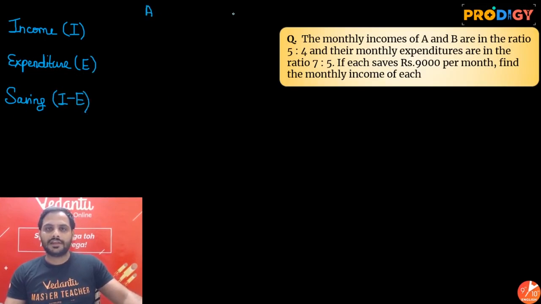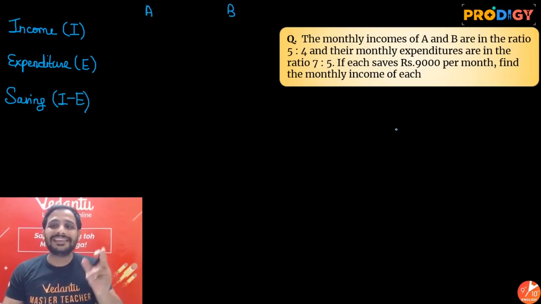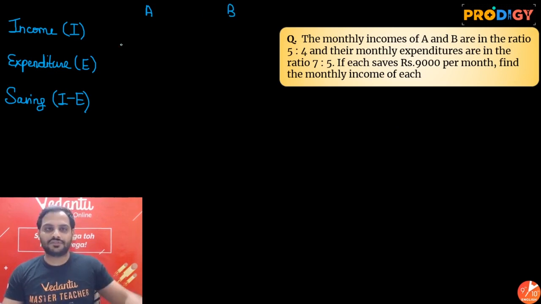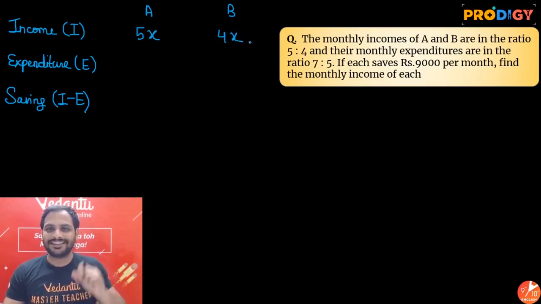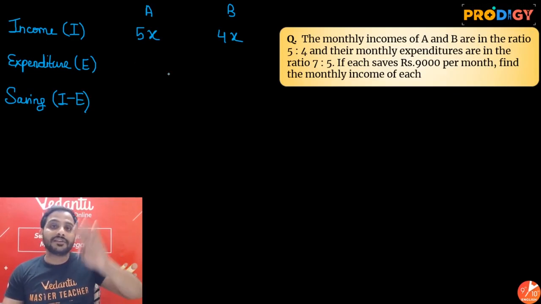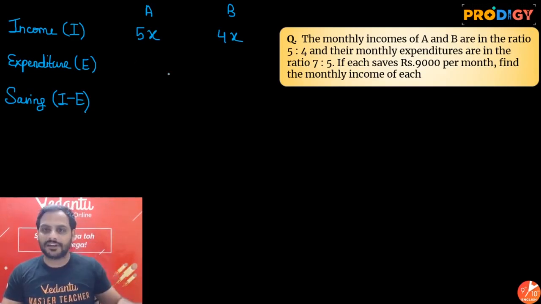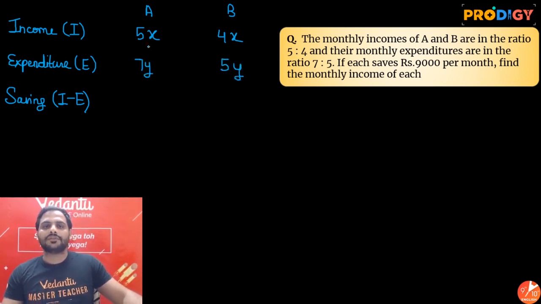Let's say A and B. The incomes are in the ratio 5:4, so I can take the incomes as 5x and 4x. Ratio is given, multiply with the common variable, and then expenditures are in the ratio 7:5. So now, since it is a different ratio, use a different variable. Let's say 7y and 5y. So what will be the saving, beta? Saving will be 5x minus 7y for A, and here 4x minus 5y for B.